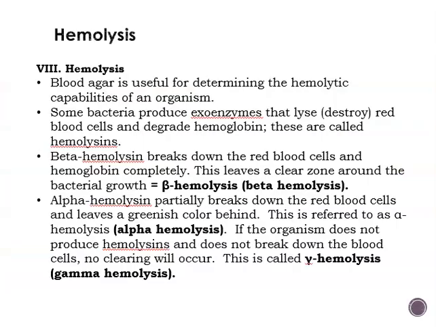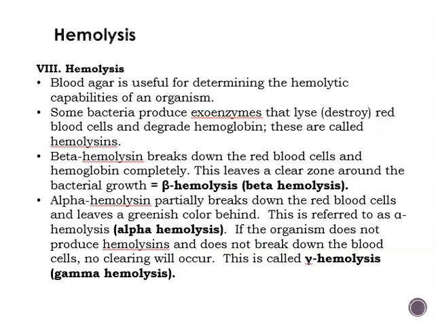Then the very last thing here, hemolysis. Blood agar contains general nutrients and 5% sheep's blood. It's useful for cultivating fastidious organisms and for determining the hemolytic capabilities of an organism. Some bacteria produce exoenzymes that lyse or destroy red blood cells and degrade hemoglobin. Those exoenzymes are called hemolysins. Bacteria can produce different types of hemolysins.